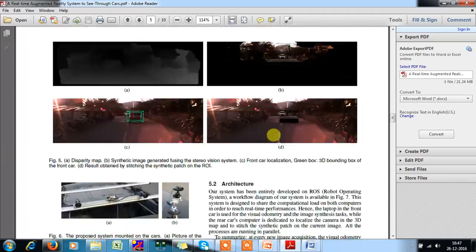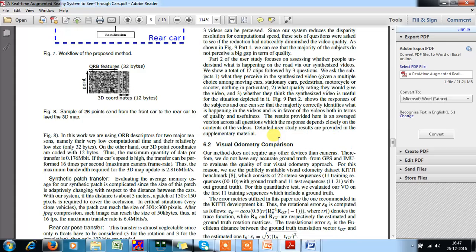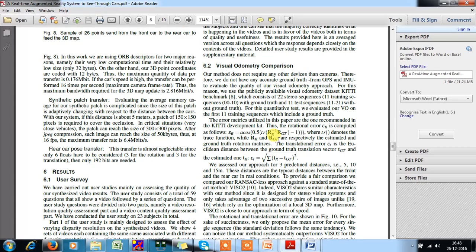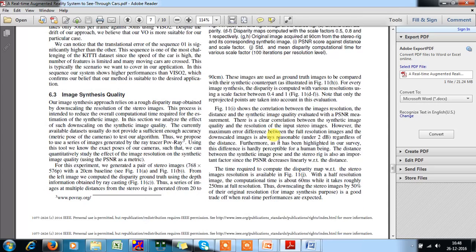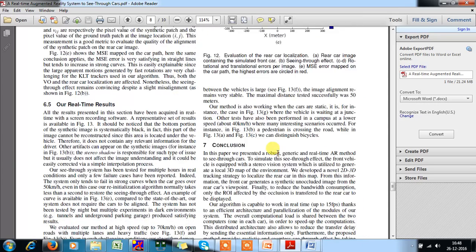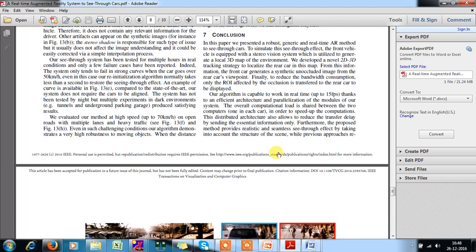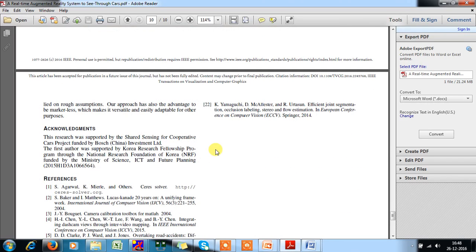So the future work for this project is that we can increase the number of frames per second. FPS means number of frames per second. Here they used up to 15 frames per second. In our future work we can increase to more than 15 FPS, and in future work this project will become very versatile and easier because of increasing the frames per second.